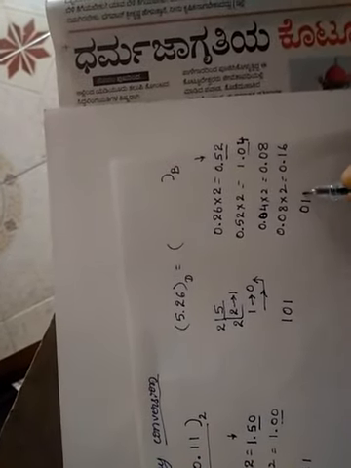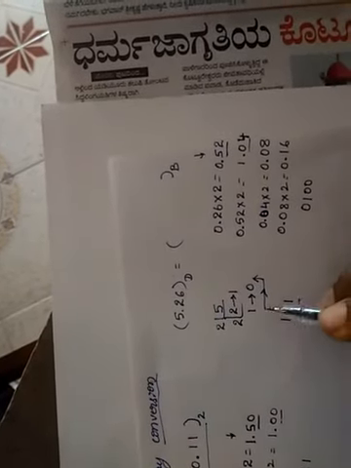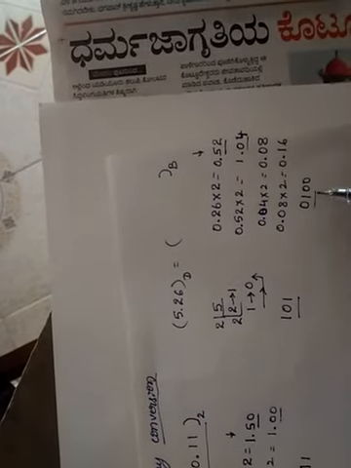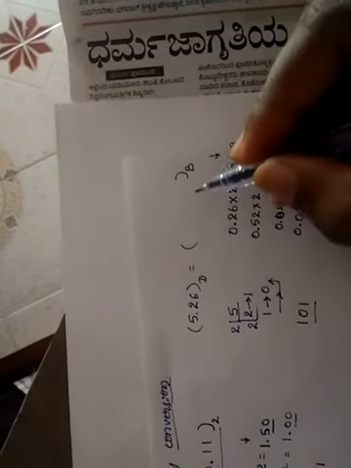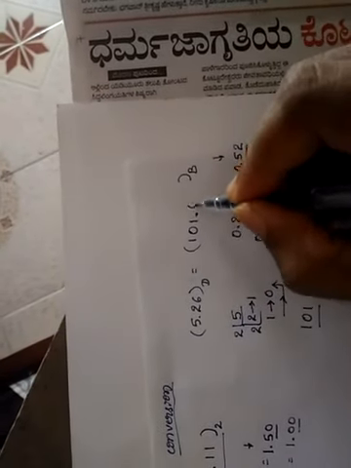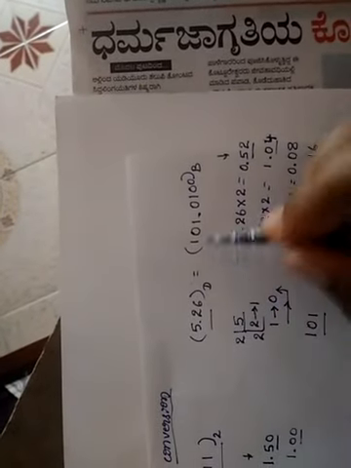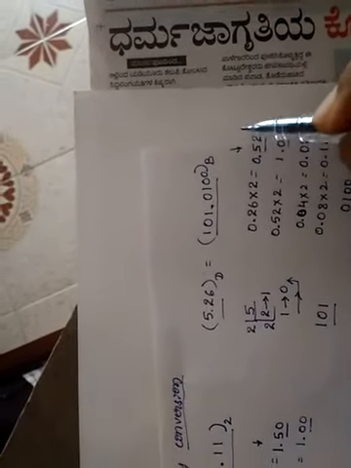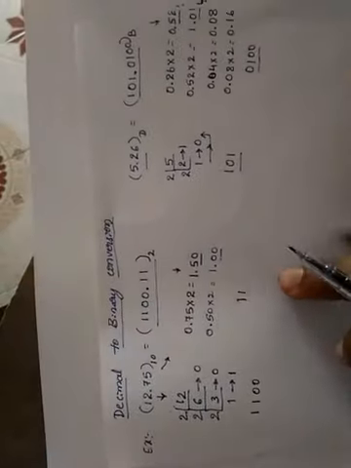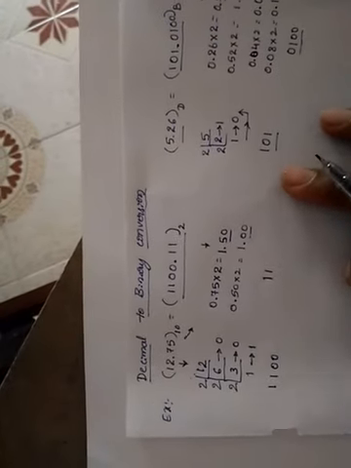This is 0100. Combining them, for the 5 I can write 101, and for the 0.26 I can write 0100. That is 101.0100. This is the conversion of 5.26 to the binary number system. I hope these examples are sufficient for the conversion of decimal to the binary number system.